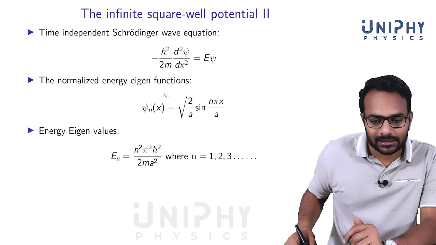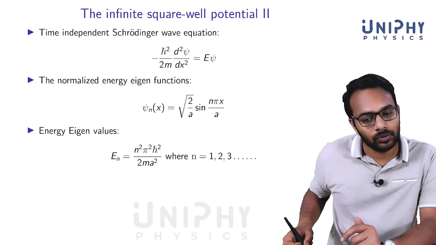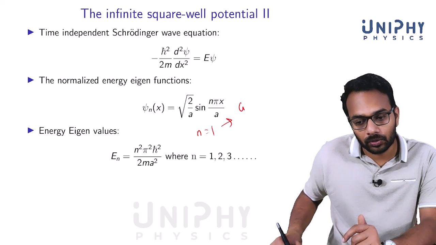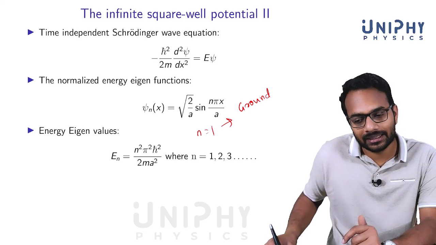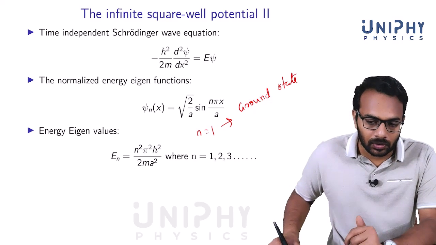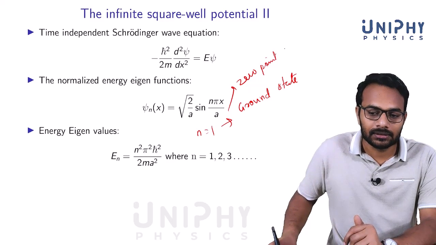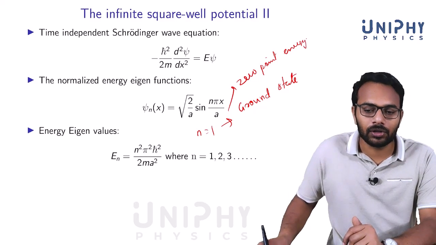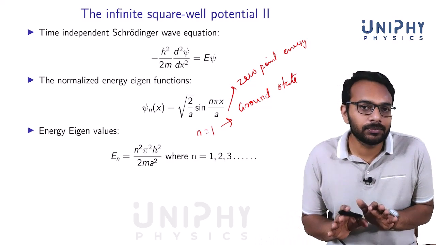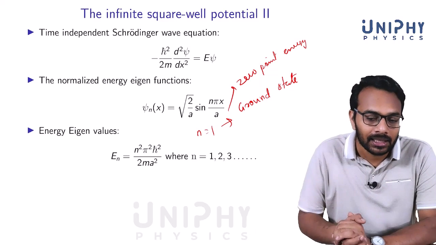So in this case, there is no solution for n equal to 0. You have only n equal to 1, 2, 3. n equal to 1 corresponds to what we call the ground state. That's the lowest energy state. It's also called the zero point energy. So remember that in order to find the zero point energy for the infinite square well potential, it corresponds to n equal to 1, not n equal to 0. That's a mistake that people commit often.